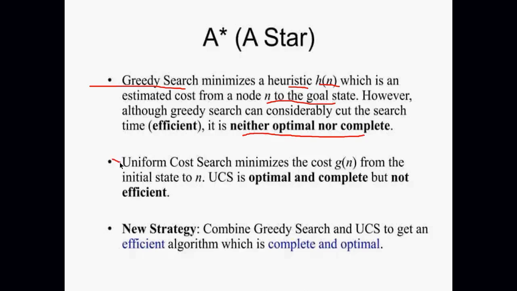Okay, and in the same way in uniform search, we are going to only take g of n, the cost between the edges, which also will not give us a complete or an efficient solution. The solution in greedy search is efficient, but it's not optimal or complete. In uniform search we can attain optimal and complete, but we cannot attain an efficient value. So we are in search of a new strategy which is called A star, right?